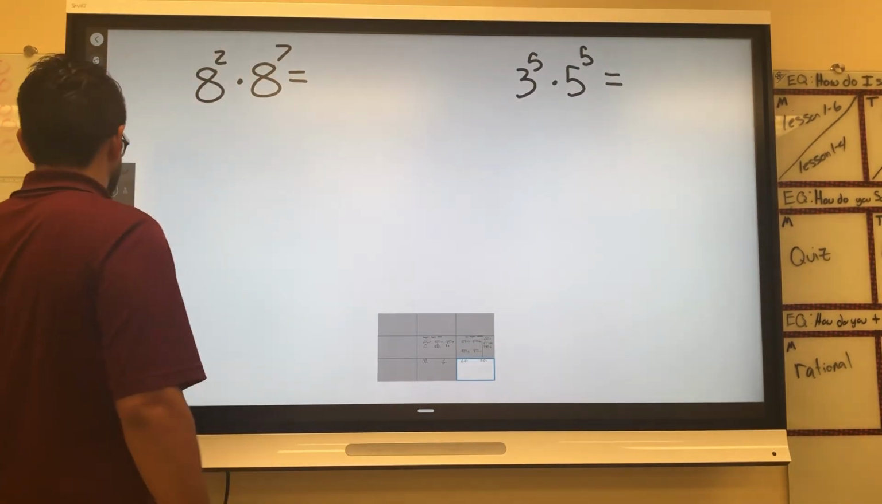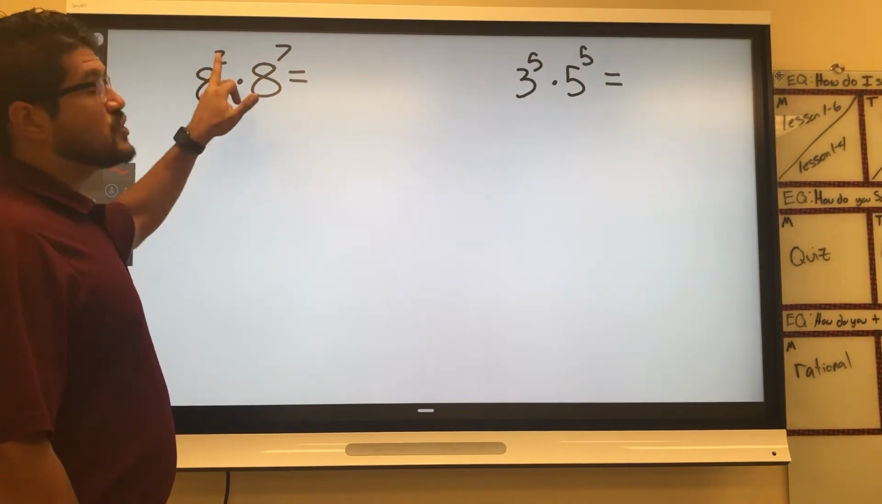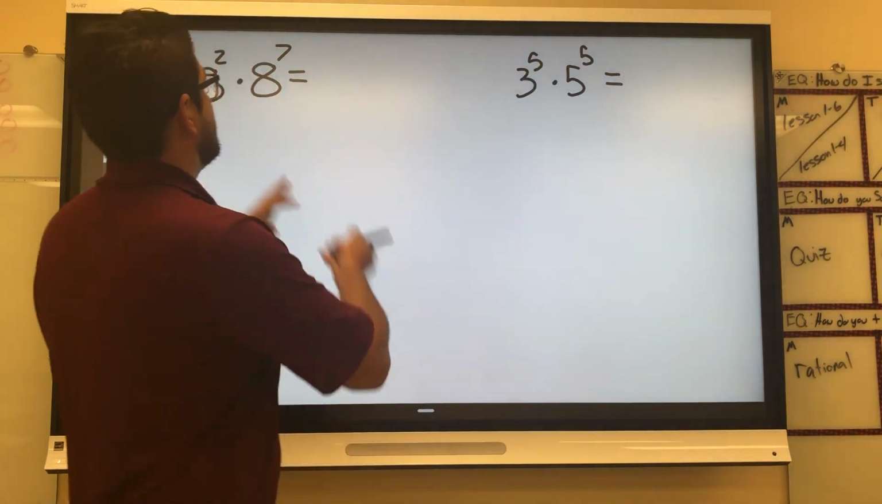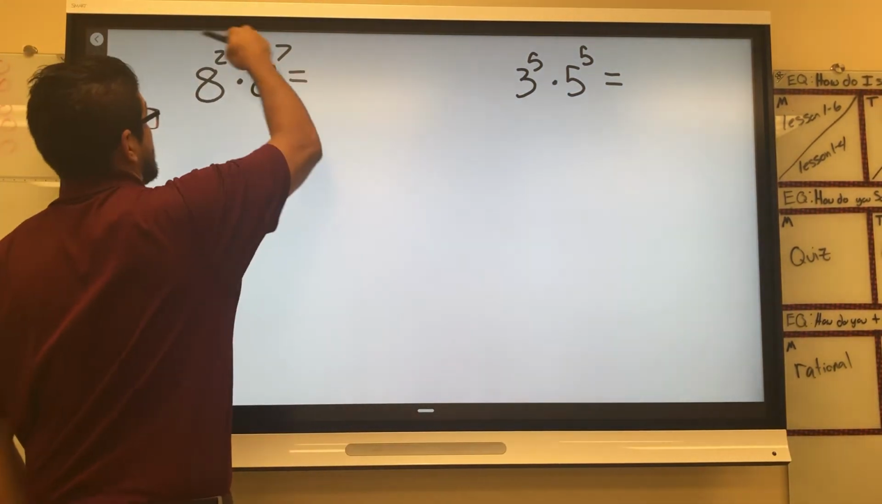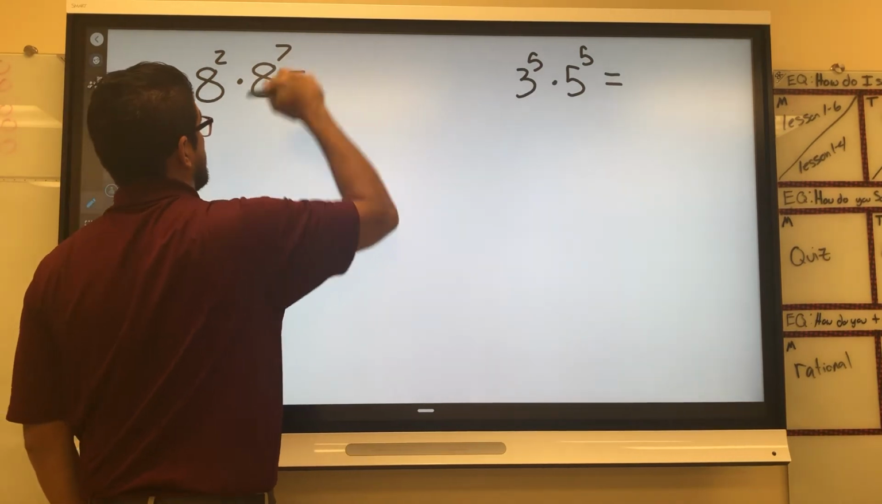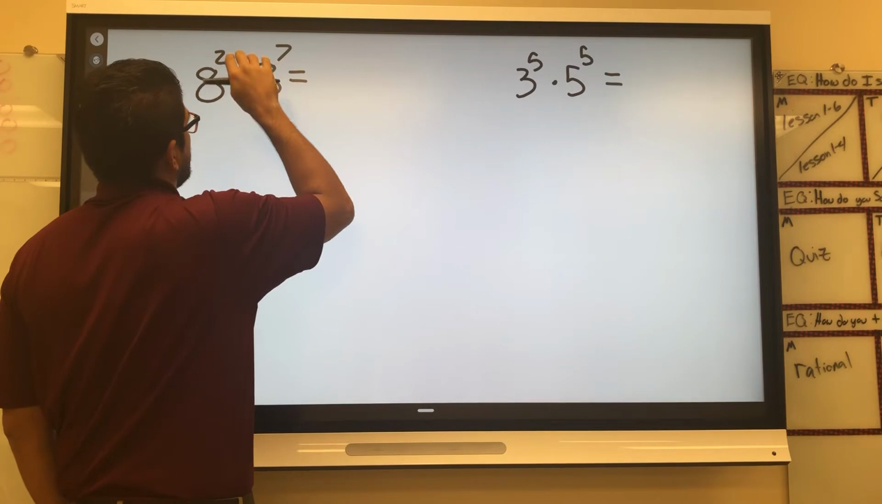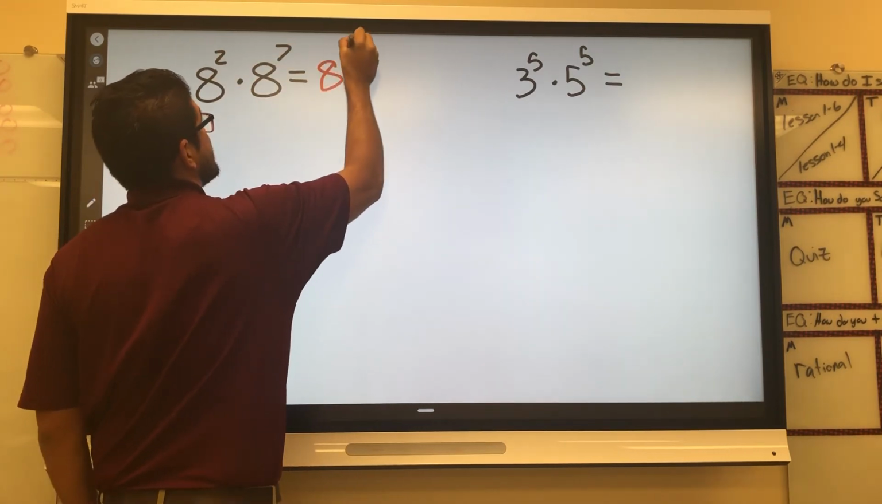All right, now for these, when you're multiplying these exponents, I don't want an answer, I want something that's equivalent to this with the same base. Okay, so I want something equivalent to this, but just with one number as its base. So here, 8 times 8 to the 2nd power times 8 to the 7th power is 8 to the 9th power.